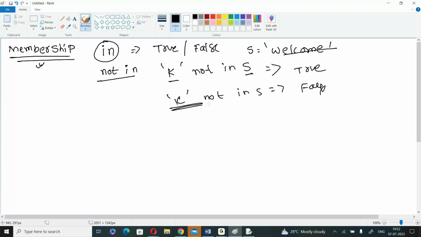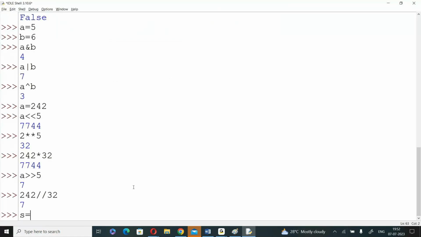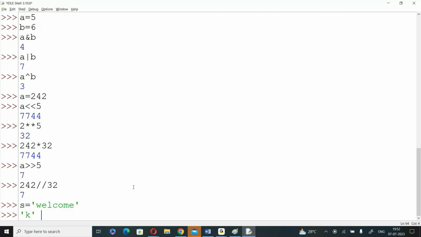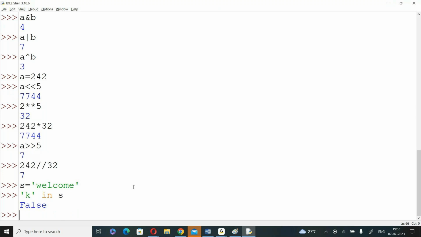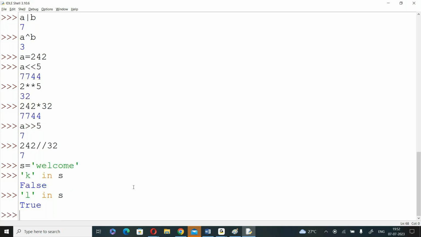Now you got it. Membership operator means instead of blindly checking whether a letter, or not only a letter, whether a substring, anything is available or not, we directly use the membership operator. Suppose S is equal to welcome. Now check K in S. Is K present in S? No. The answer is false. Now L in S. Yes, L is present in the string S. The answer is true. Now K not in S. Exactly, K is not present in S. The answer is true.